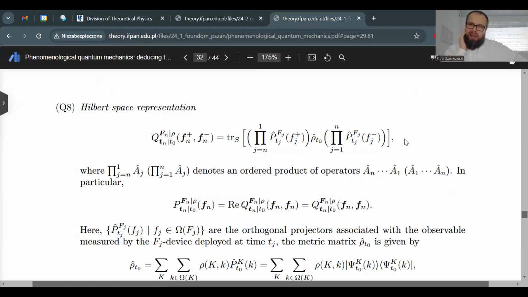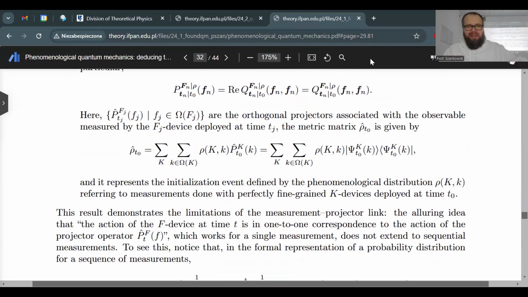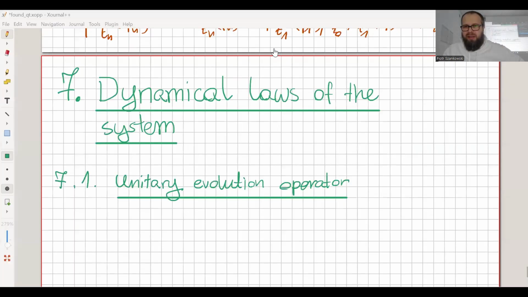But for the time being, we have this formula, this Hilbert space representation, and today we want to figure out how time enters into all this story. So let's switch back to the notes. Today we want to talk about dynamical laws of the system: what controls how time enters this whole Hilbert space representation.